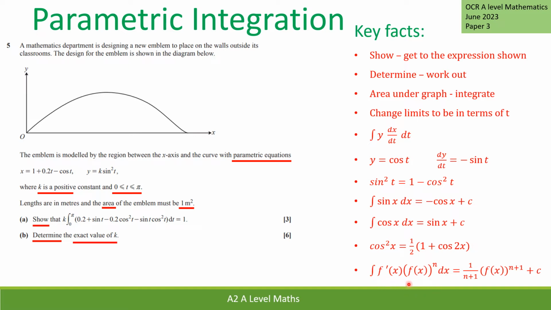And in the formula book, you have got this expression here: the integral of f dashed of x, f of x to the power of n dx is equal to 1 over n plus 1, f of x to the n plus 1, plus c. Remember when you integrate. Now this formula is given to you in the formula book, so make sure you know that formula or where to find it, but a lot of people forget to use it.